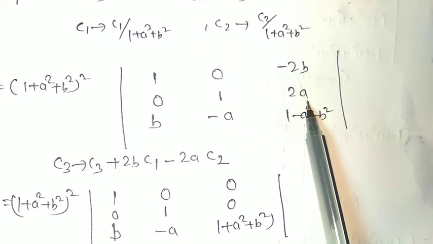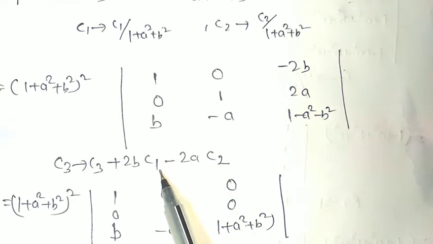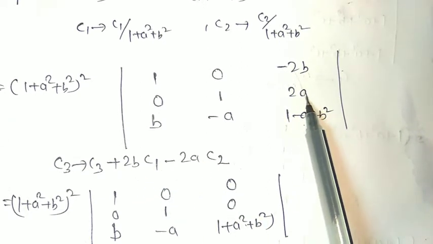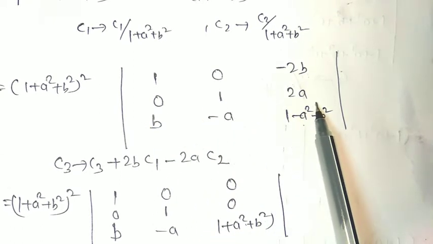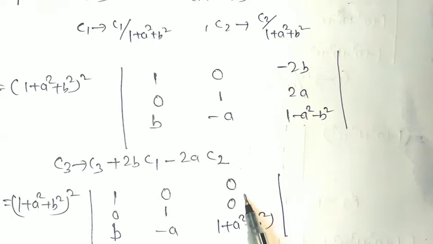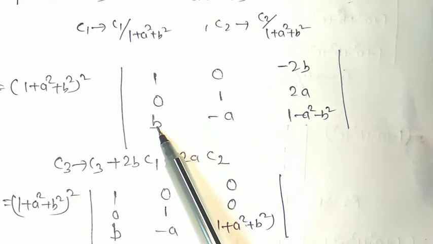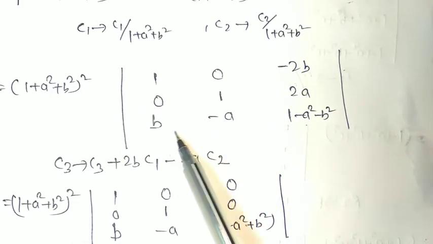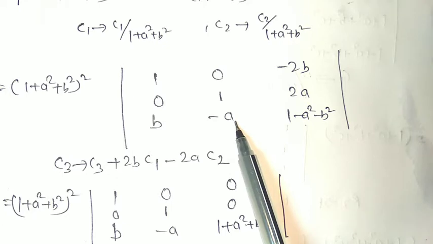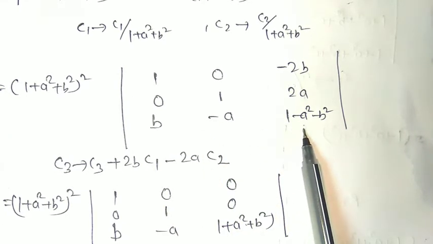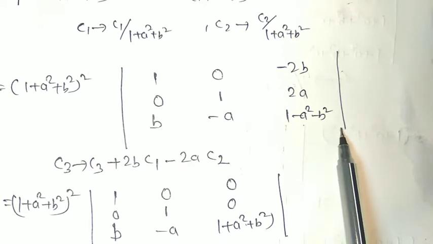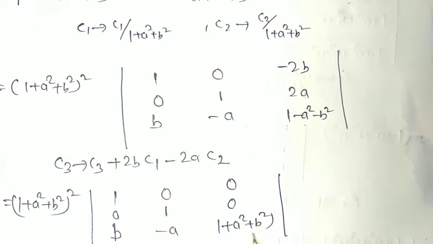Again c3 equals c3 plus 2b c1 minus 2a c2. So 2a plus 0 into 2b, minus 2a into 1 is 0. So the second element of column third is 0. Now 2b c1, 2b into b, and minus 2a into minus a, it will be 2b square and 2a square, which will be added to the third element of the third column. So it will make 1 plus a square plus b square.